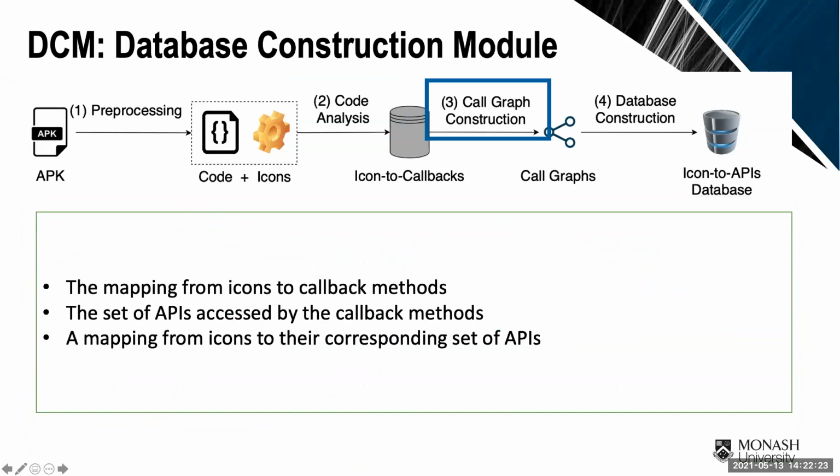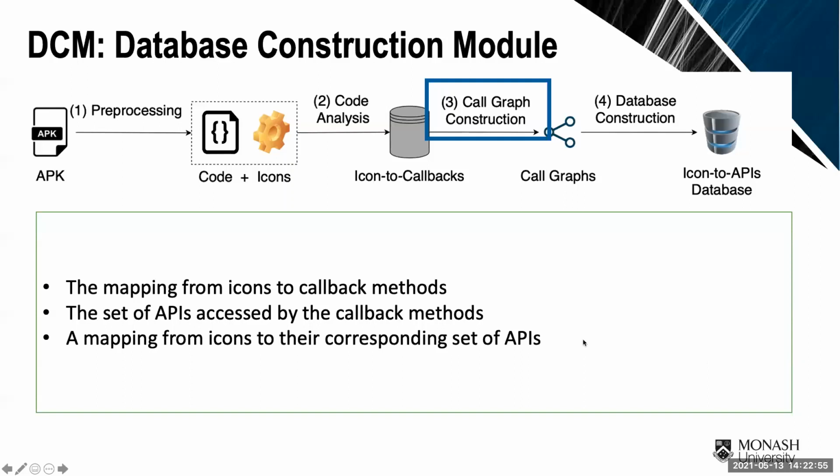And the third step, call graph construction, is based on the mapping from icons to callback methods. We then harvest the set of APIs accessed by the aforementioned callback methods and consequently build a mapping from icons to their corresponding set of APIs. They are called when the icons receive user inputs, such as being clicked.